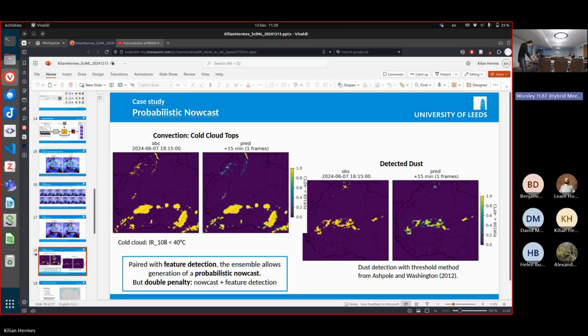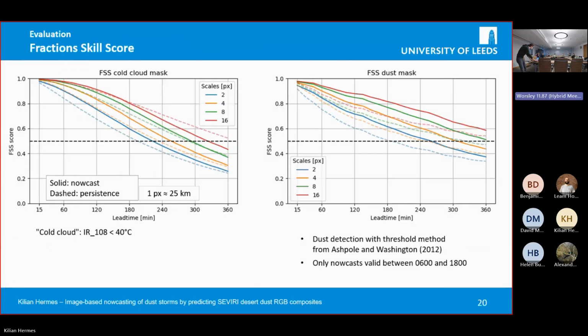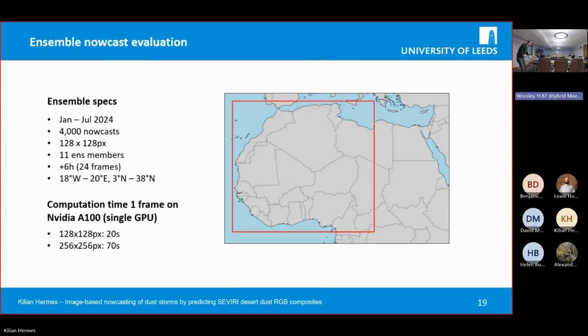We look at some validation. So this is now evaluation over multiple months. For the first 6 months of this year, it's about 4,000 nowcasts at a resolution of 128 by 128 pixels with an ensemble size of 11 members. We predict up to 6 hours into the future.